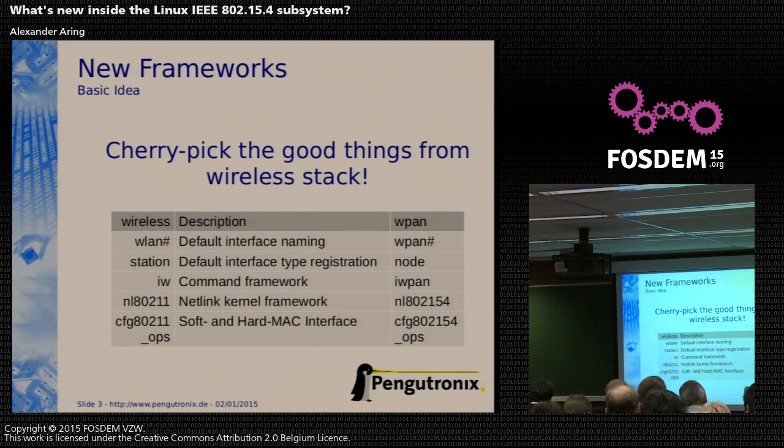Wireless also has the same paradigm, with soft MAC and hard MAC interfaces. Transceivers can be accessed by doing more of the MAC work on the transceiver side, which is hard MAC, or by doing it on the kernel side, which is soft MAC. So those are the different kinds of transceivers which you can buy.